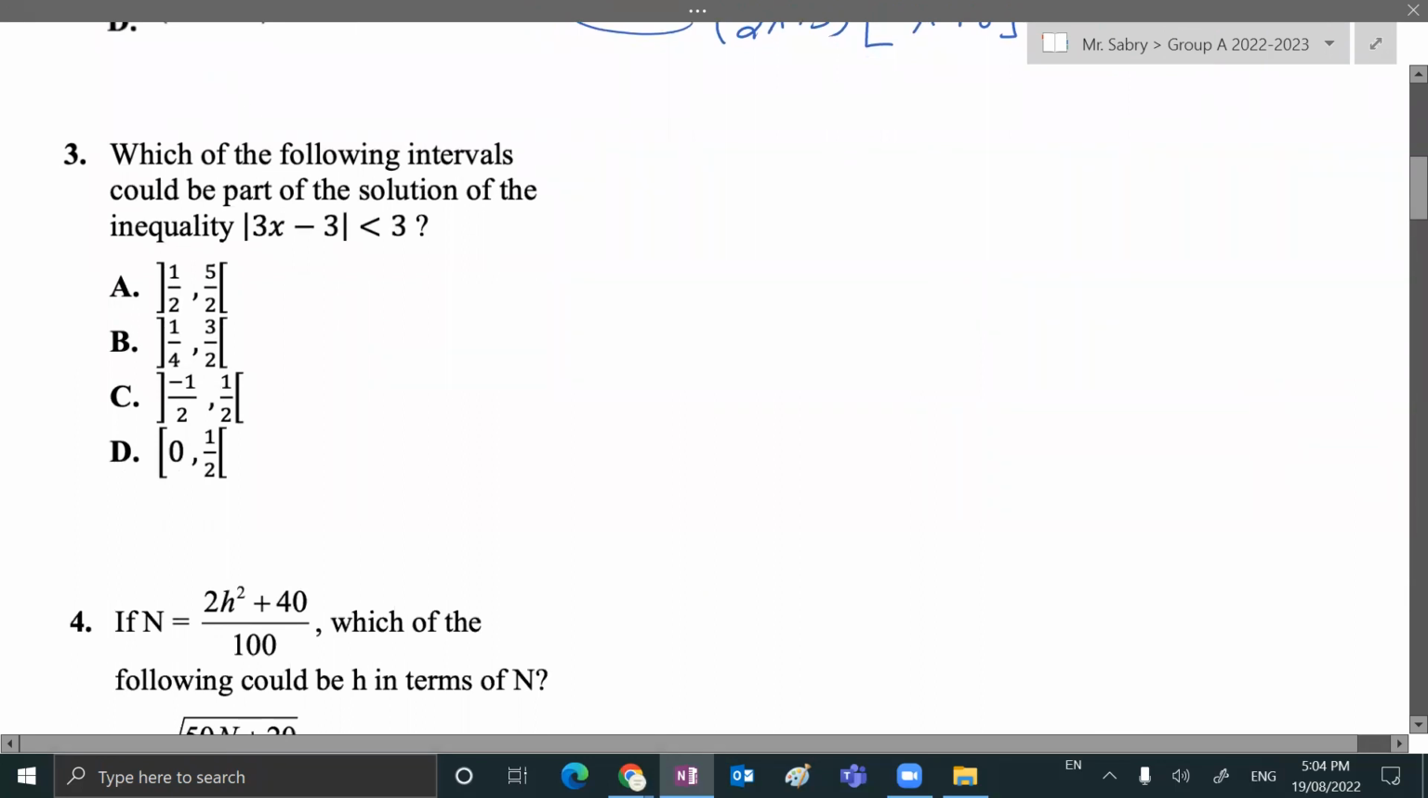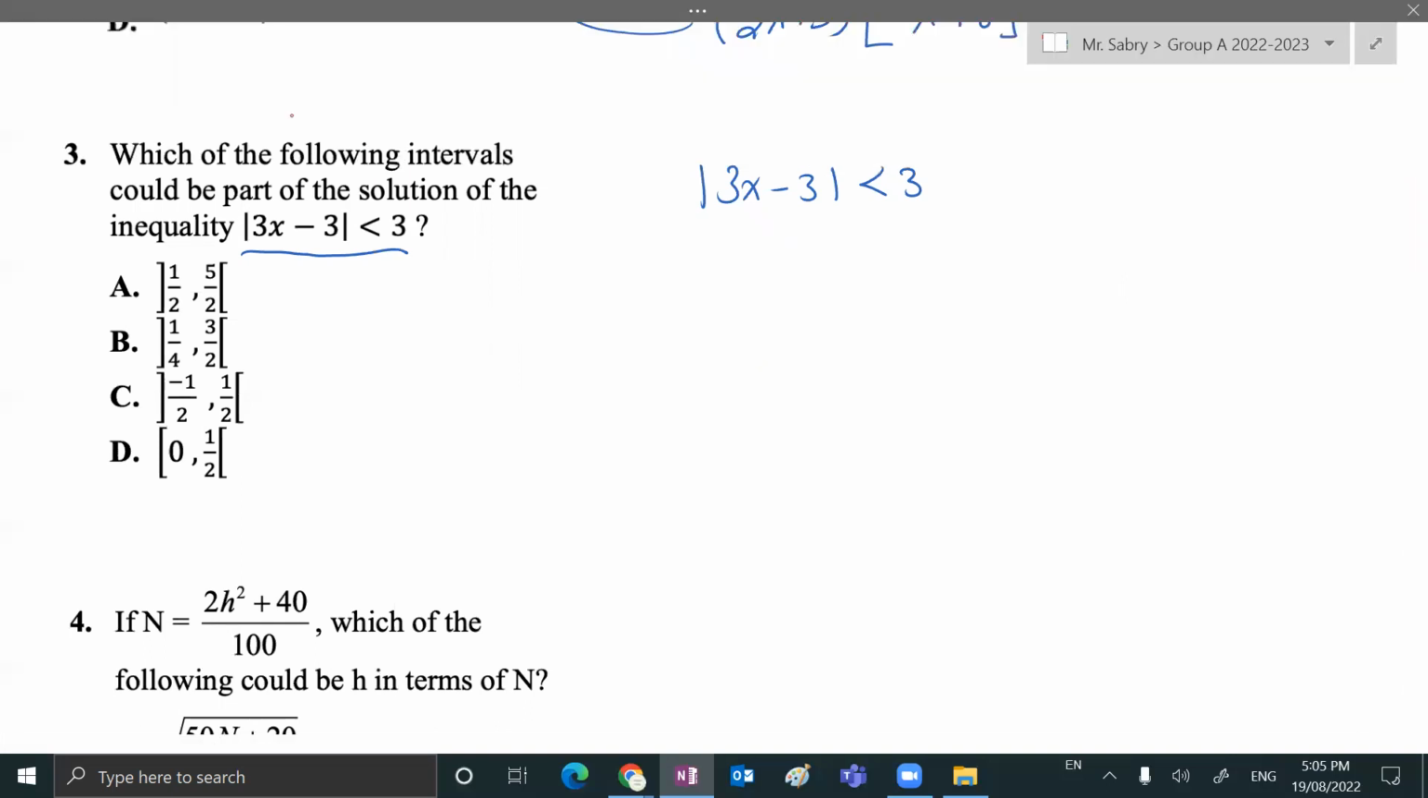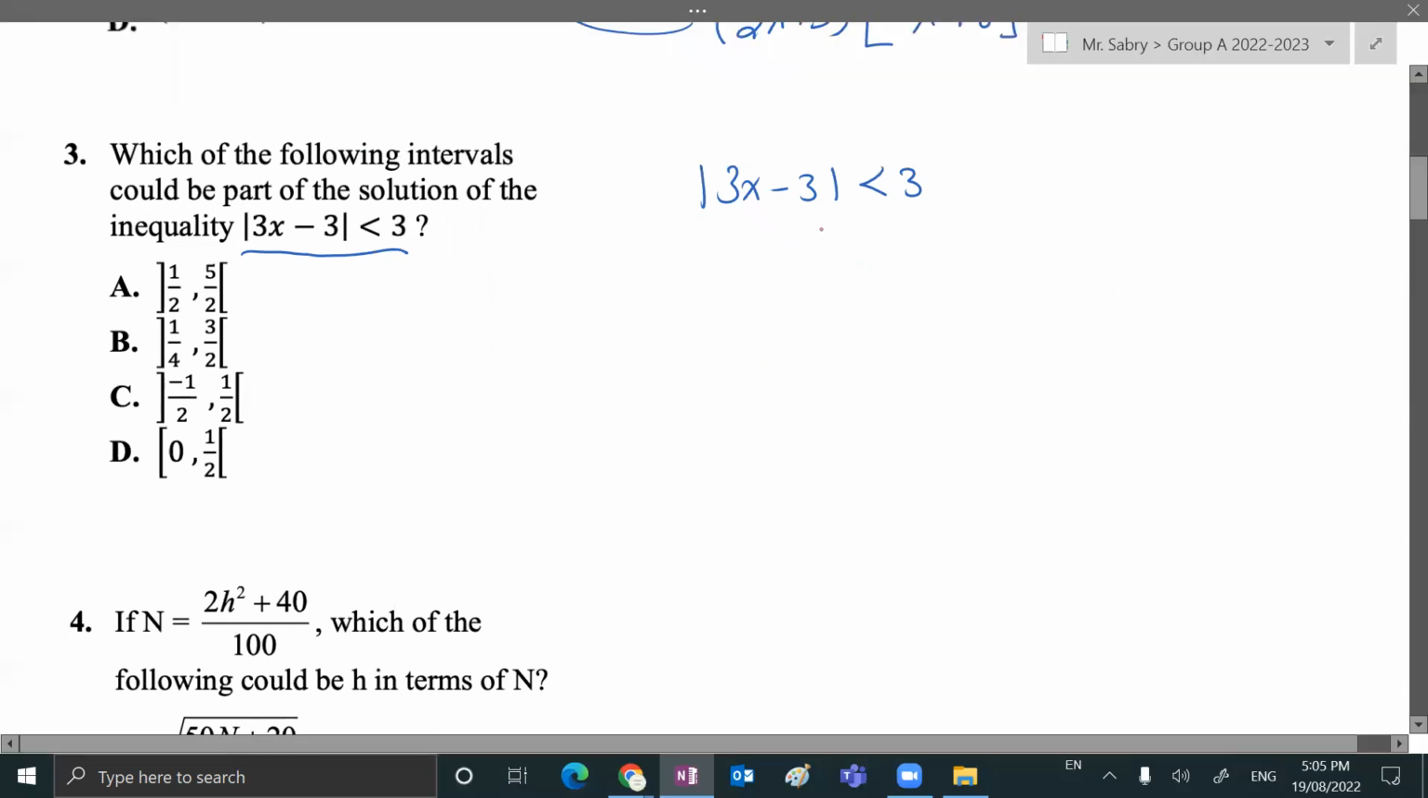You're asked which of the following intervals could be part of the solution of the inequality. Whenever I see an inequality, I think of it just like an equation; I can solve it normally. So I'll write it here on the side, and I'll write the 3 there, everything. There's an important thing to know: whenever I have an absolute sign like this, I should split this into 2 parts. No, actually, let me stop here.